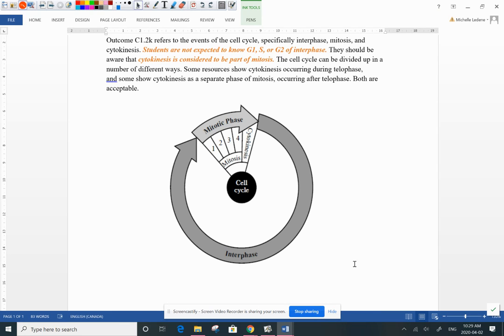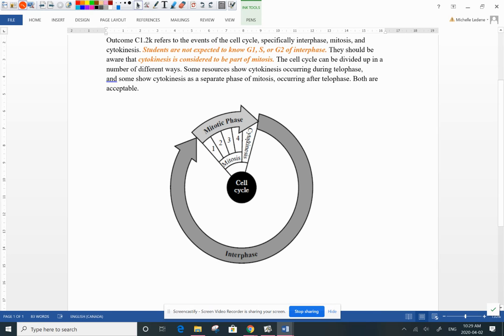Also, cytokinesis, which is that phase of the division of the cytoplasm and organelles, a lot of people consider to be part of mitosis. So you might see mitosis divided up into its stages.